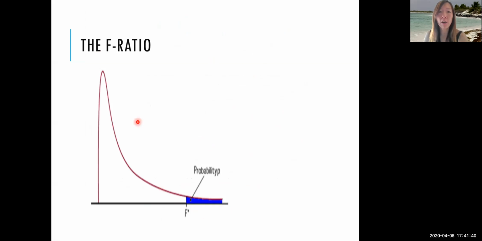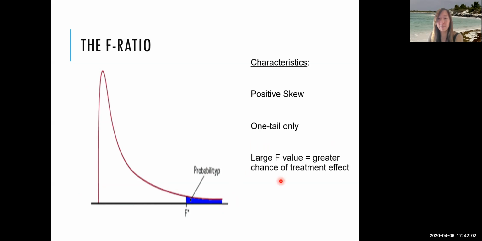So, back to the conceptual stuff. Our F ratio actually looks like this. Our T statistic was a normal distribution. Our F ratio is a positive distribution, okay, so we have a positive skew. Our F ratio is only one tail. It's not 2 tails, and you can actually see that by looking at the picture.